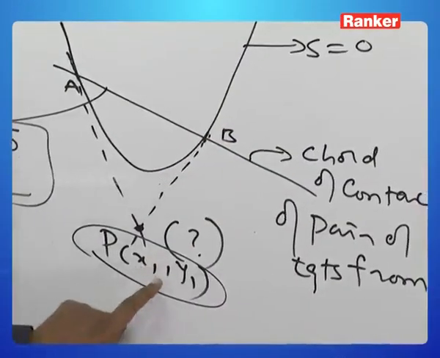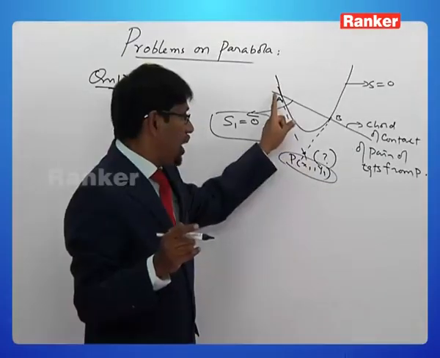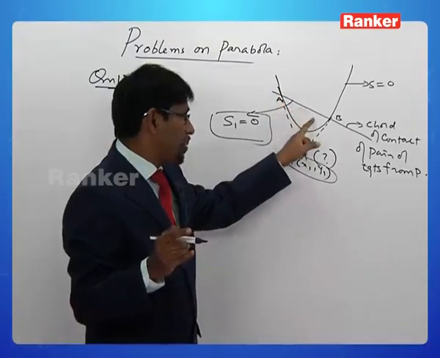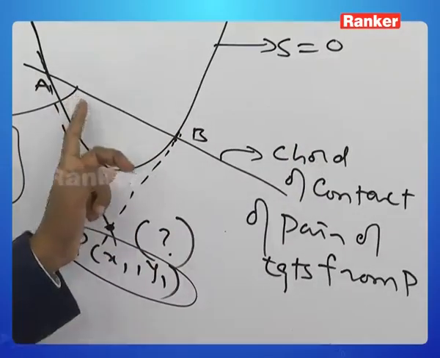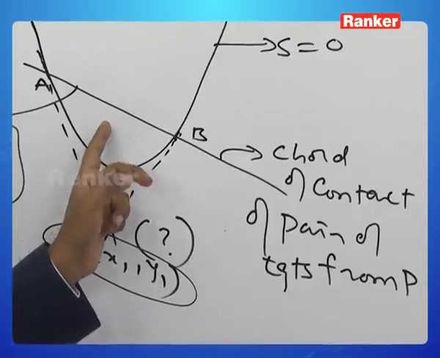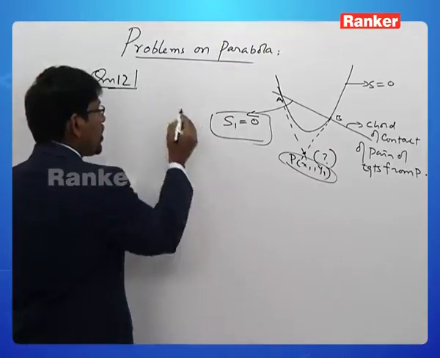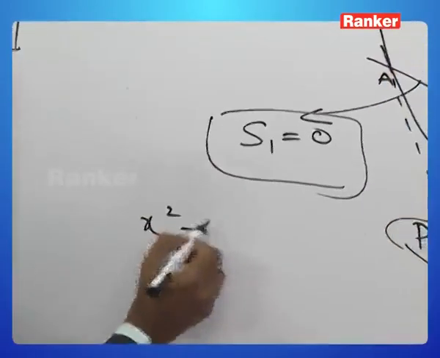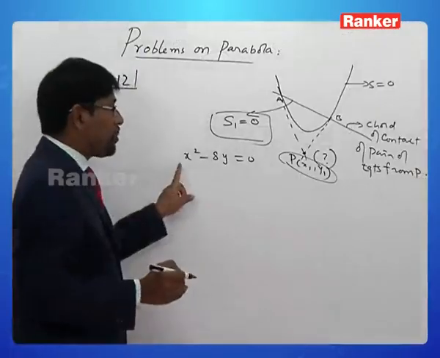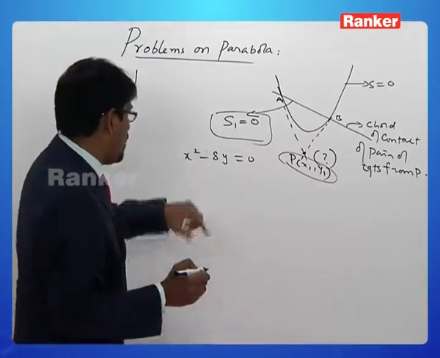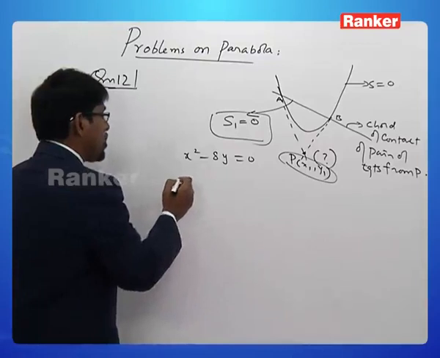Whenever x1, y1 is an external point to a parabola, we can draw two tangents, and let us say they are meeting the parabola at A and B, then the line joining the points of contact is called the chord of contact, and the chord of contact is given by S1 equal to 0. Now how do we write S? What is our parabola in the given equation? x square minus 8y is equal to 0. Let's first transform it into the form of S equal to 0, a second degree expression equated to 0.